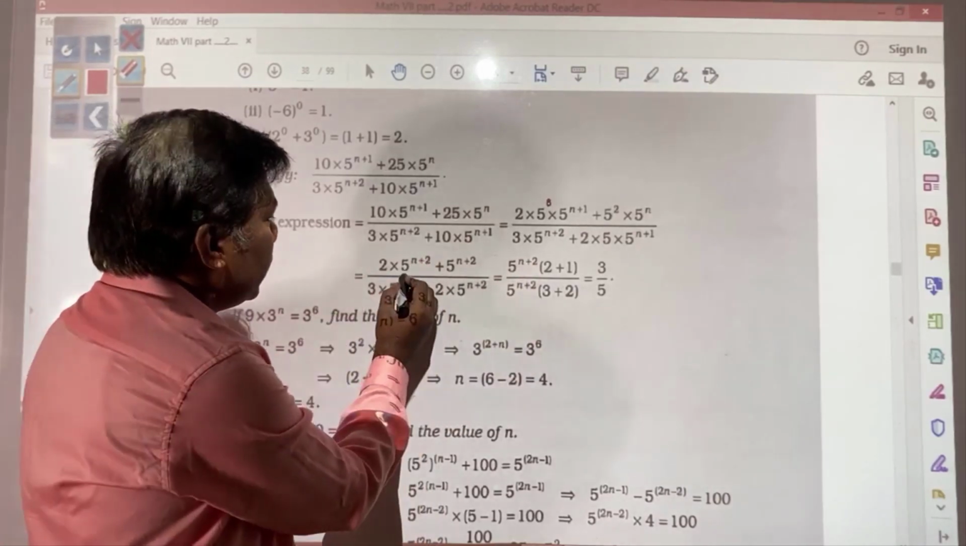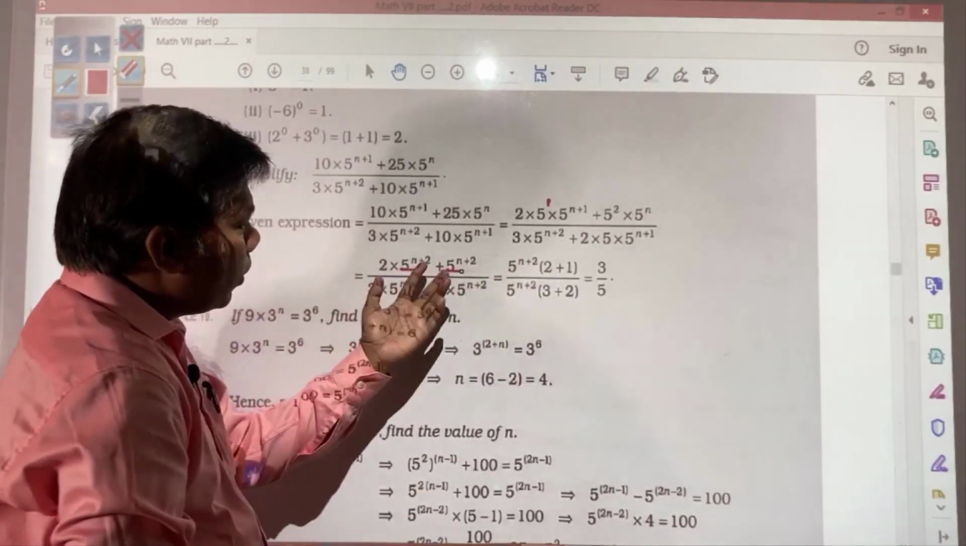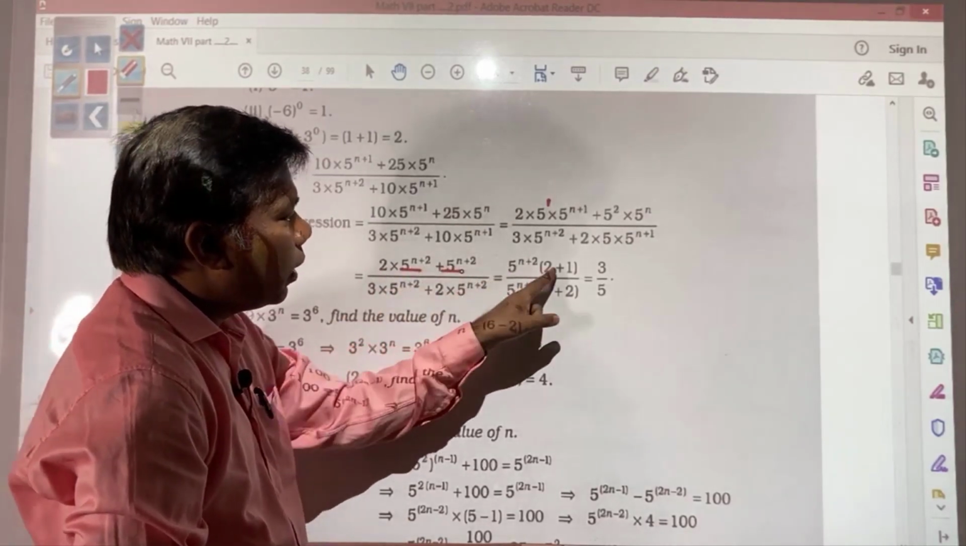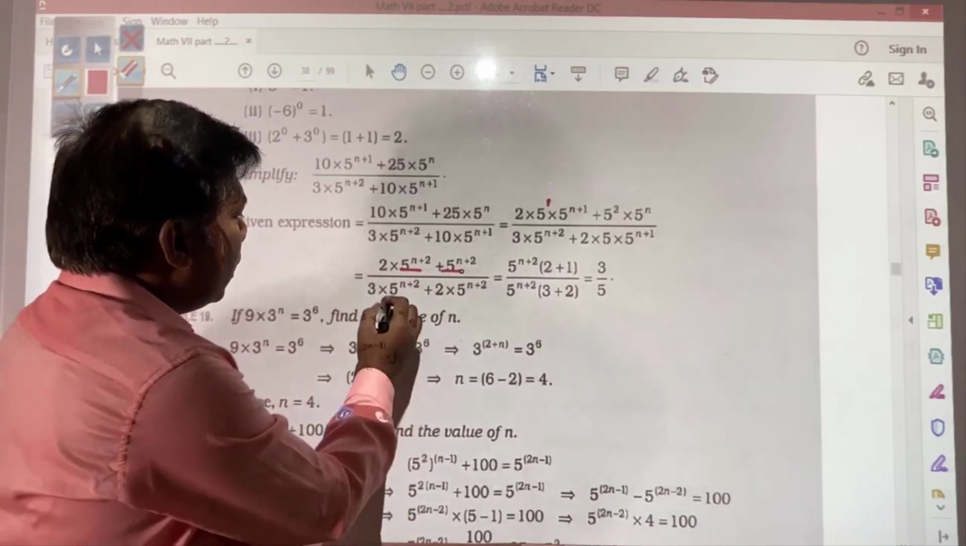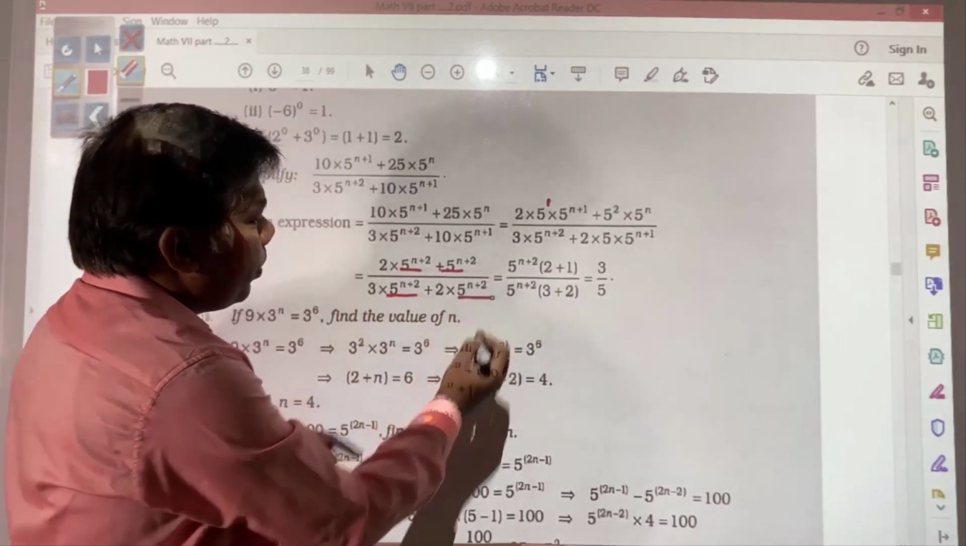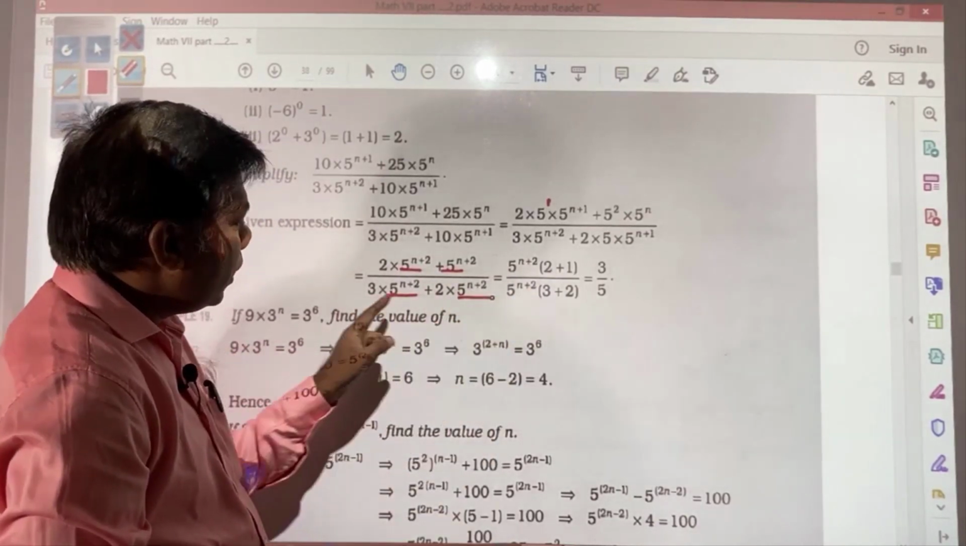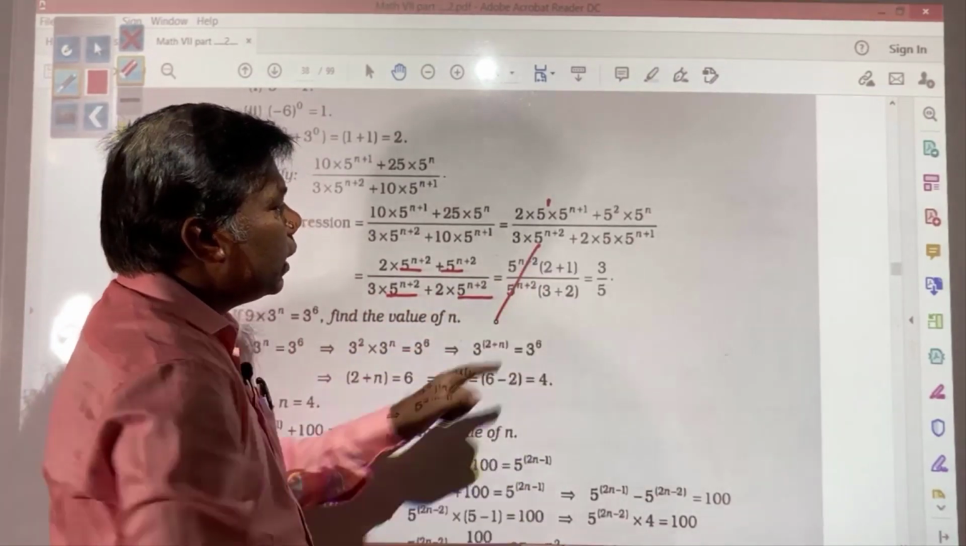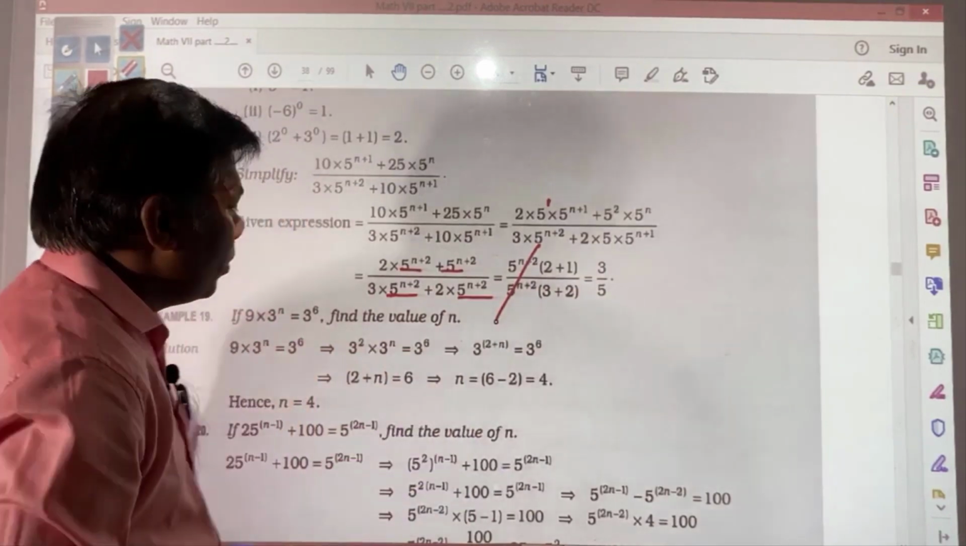Common has been taken. Here you see this and this are equal. So if you are taking common, what you will get is 2 plus 1. Here again 5 to the power n plus 2, 5 to the power n plus 2. Common has been taken, 3 plus 2. So finally this has been cancelled and you have got 3 by 5.